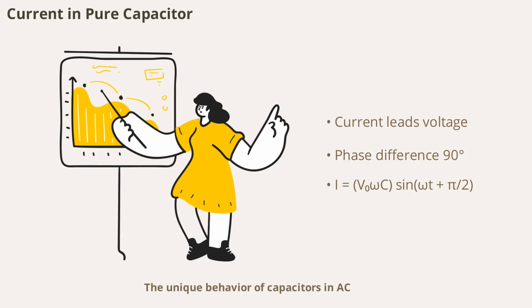The unique behavior of capacitors in AC circuits is essential for applications like filtering, tuning, and signal processing. Recognizing how capacitors affect phase relationships helps in designing and troubleshooting electronic circuits.